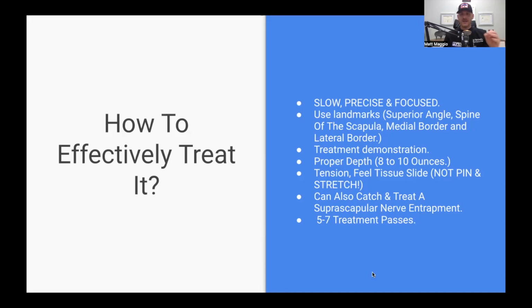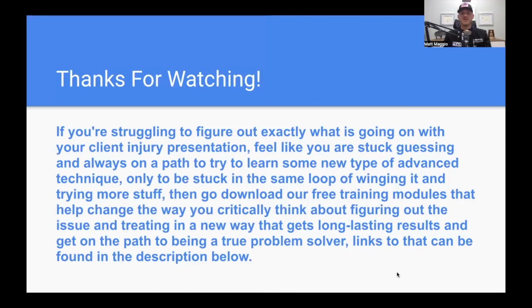And anytime you find a palpable adhesion, you really only want to treat it for about 5 to 7 passes. You don't want to do any more than that. I always say treatment is like a medication. You want to get it just right. You want to get the dosage right, because if you overtreat it, you overdo it, you're actually not going to be able to fix it. You're going to cause more problems in the long run. So that's all I got for you in this video.